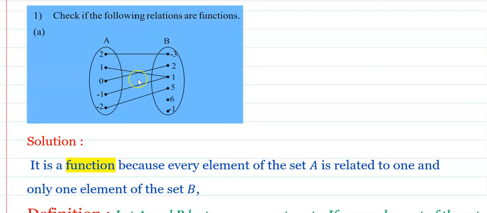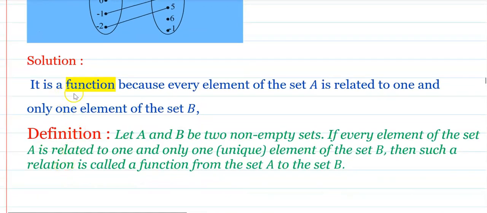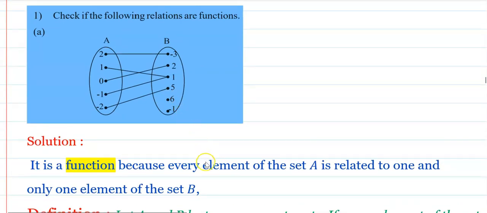Now this is the set A and the set B, that is, 2 is related to minus 3, 1 is related to 1, 0 is related to 2, minus 1 is related to 1 and minus 2 is related to 5. It is a function because every element of the set A is related to one and only one element of the set B.